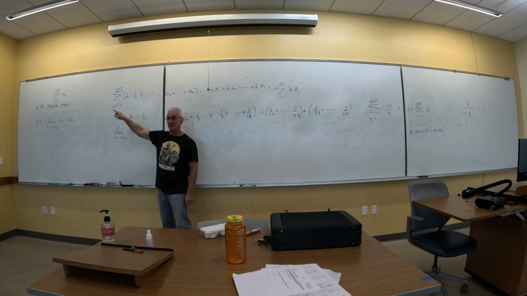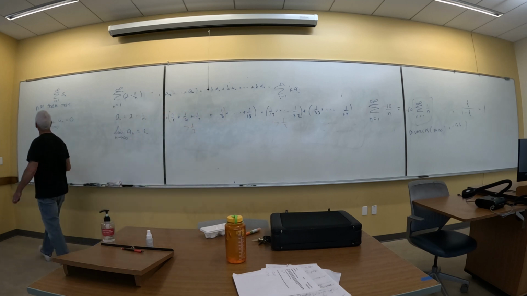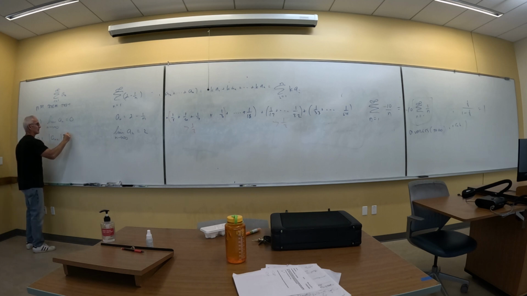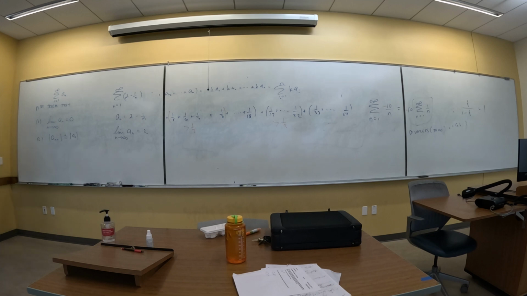I failed that condition. The second condition is that I'm putting it in absolute value because we can have negative terms. That's not a problem. We can even have alternating signs. That's not the problem. I want the size of the numbers.